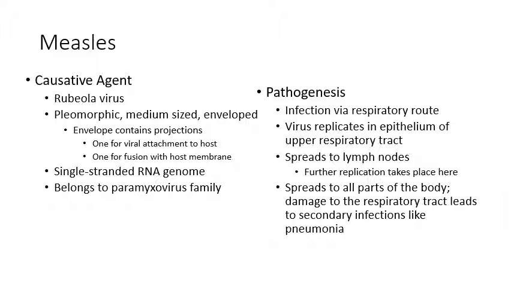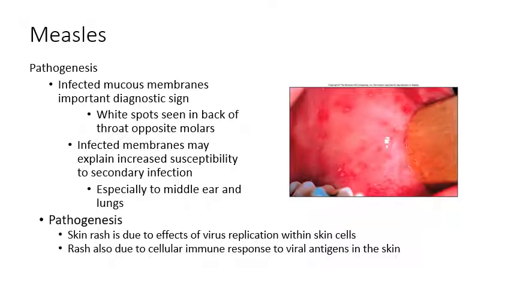The pathogenesis here is again respiratory, so droplet spread of the virus. He's going to start his infection again in the epithelial tissues of the respiratory tract, and then he's going to move to the skin from there. You'll also see, in addition to the rash on the surface of the skin, you can see the infection in the mucous membranes of the respiratory tract. So especially like in this picture, we can see on the tongue, we've got these spots on the surface of the tongue that are somewhat helpful in diagnosing a case of the measles.